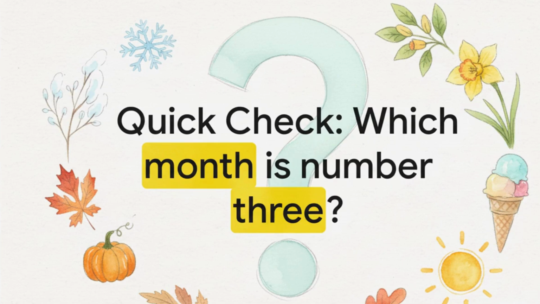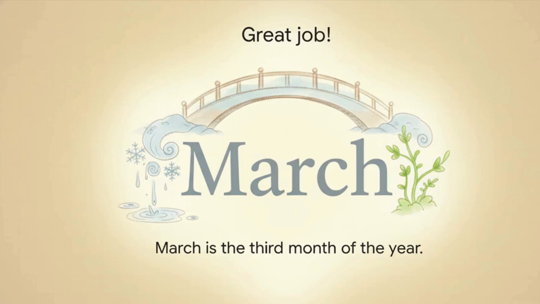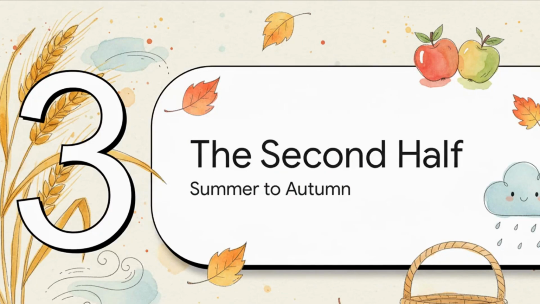All right, pop quiz. Let's do a quick check-in. Thinking back to that big transition out of winter, which month is number 3? You got it. It's March, the perfect bridge between winter and spring. We're halfway there. Now let's dive into the second half of the year.